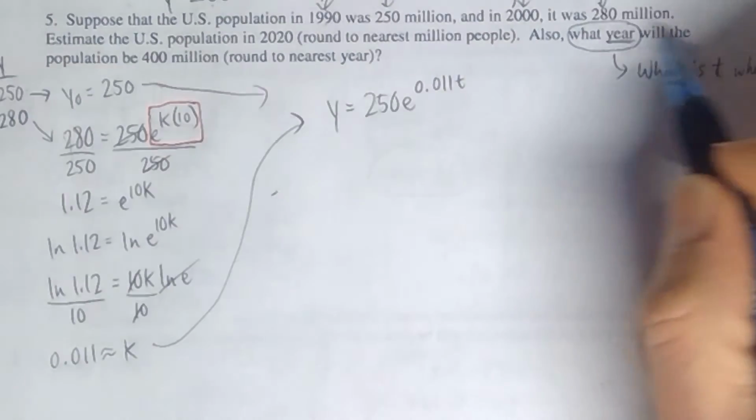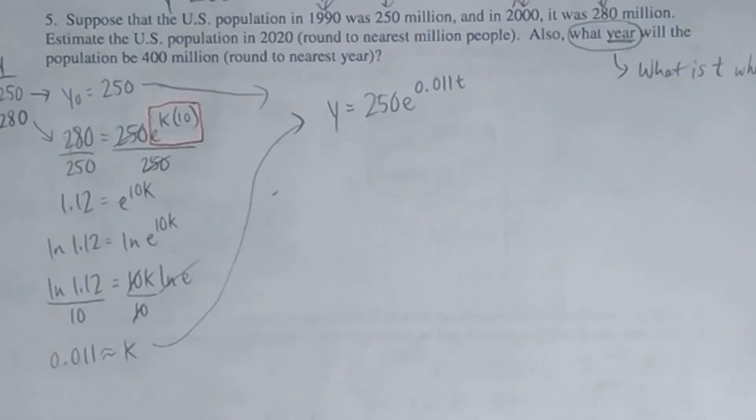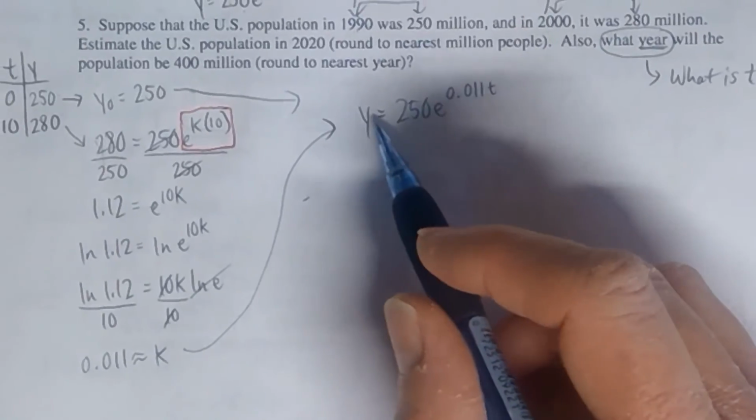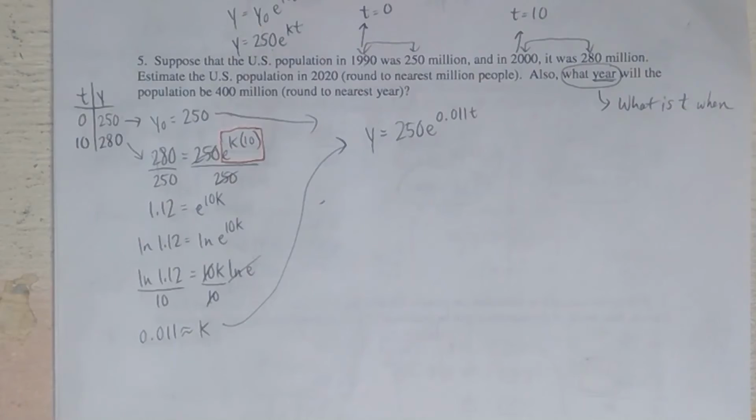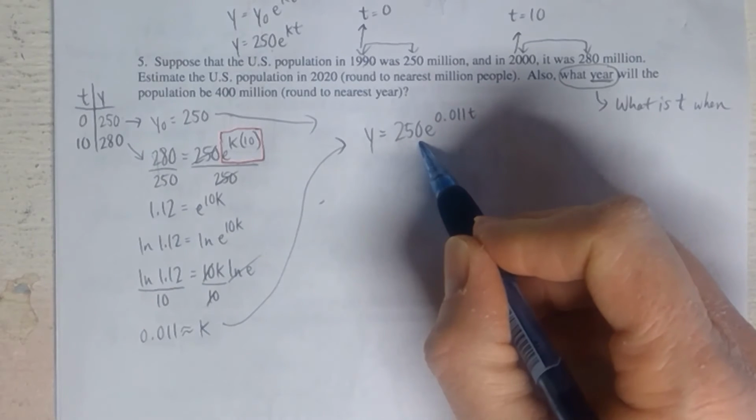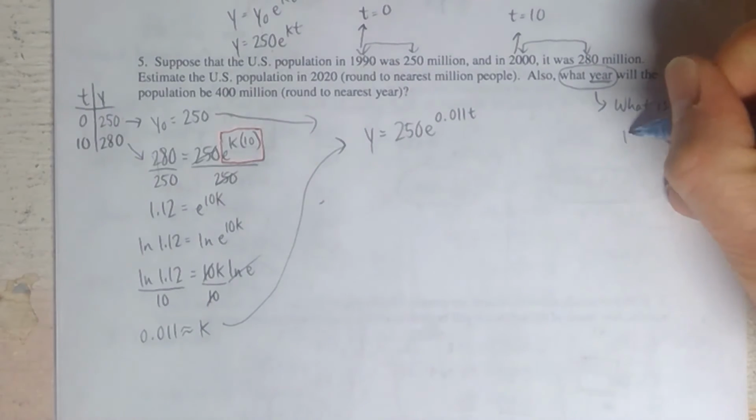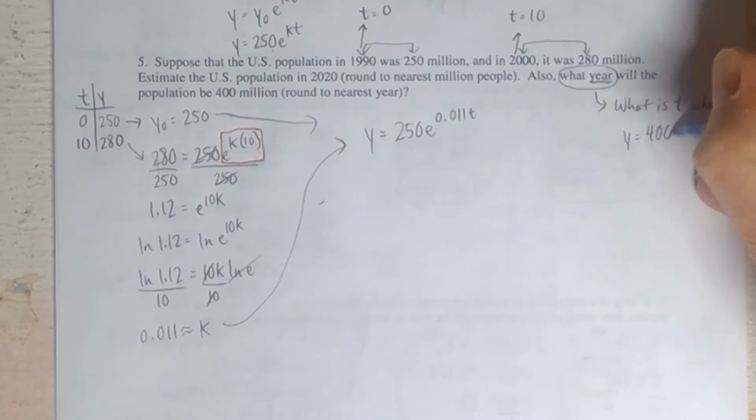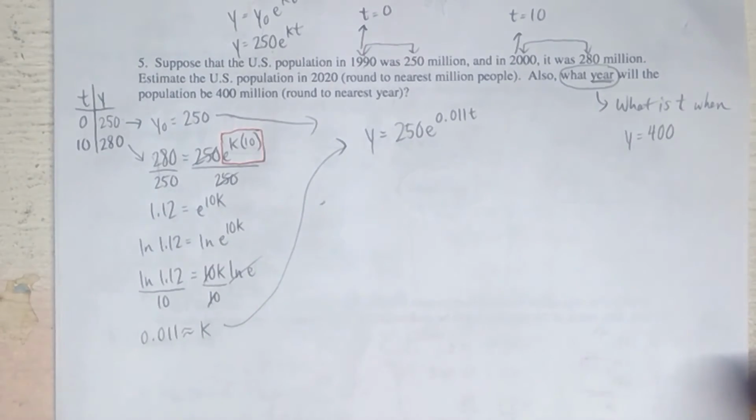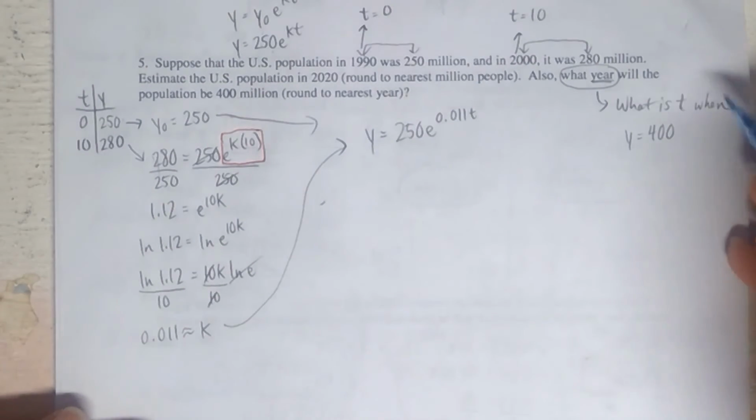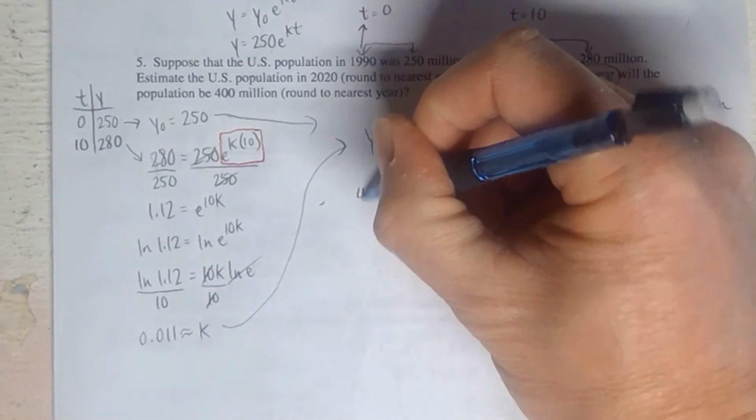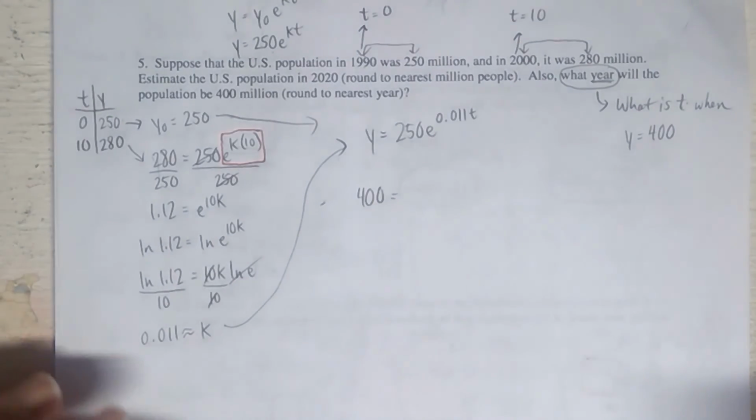Well, it says what year will the population be 400 million? Since the y already is in millions, as we established, we already said that we're going to make our y and y naught in millions. That's why I wrote down 250 here instead of 250 with a bunch of zeros after it. That means that the y for 400 million is just simply 400. You don't need to write down the 6 additional zeros behind that like you normally would if it was the entire number written out. So what do we do when they ask for t and they give us a y that's supposed to pair up with it? We just simply plug in the 400.